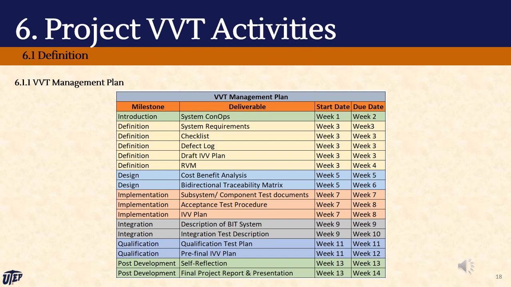In the project's definition phase, the initial step is to establish the overall BBT management plan. This plan serves as a comprehensive framework delineating critical activities across different project stages. Here you can find a range of activities including system ConOps, system requirements, defect log, RVM, cost benefit analysis, component test document, integration test description, IPP plan, and others, along with the respective start and deadline dates. By delineating these key elements, the BBT management plan ensures clarity and structure in the project execution, facilitating efficient progress tracking and timely completion of the milestones.